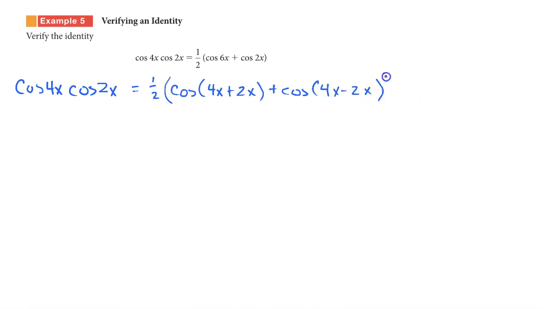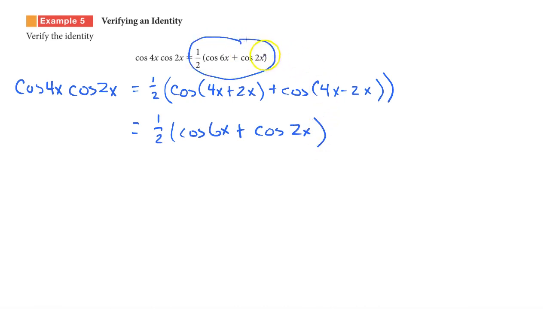All right, if you have any questions about where this just came from, stop the video for just a moment and take a look at your identities of cosine A times cosine B, and that's what this is. All right, and then we end up with 1/2 cosine 6x plus cosine 2x, and that is exactly the right side. So we just made them equal each other.